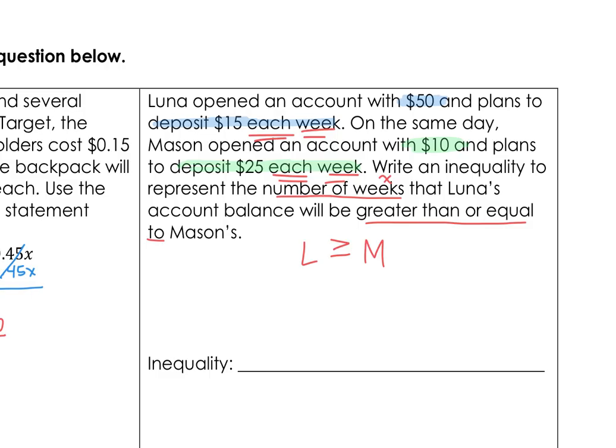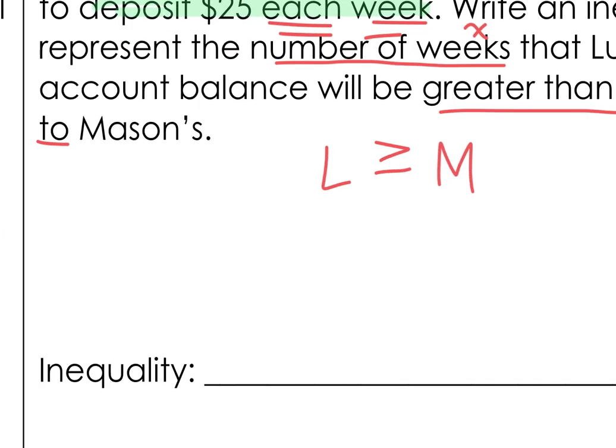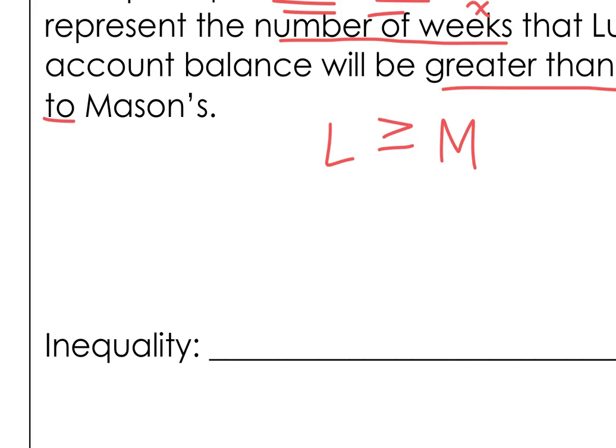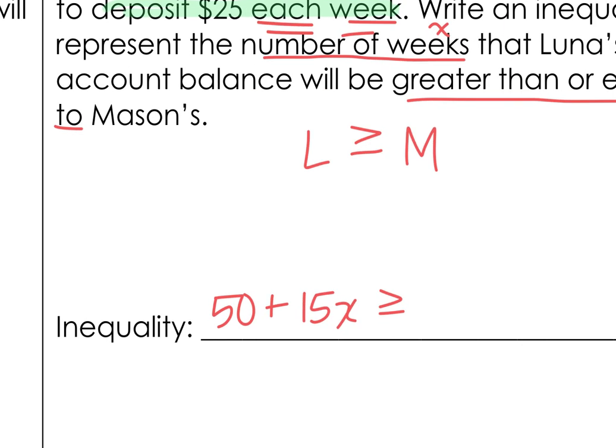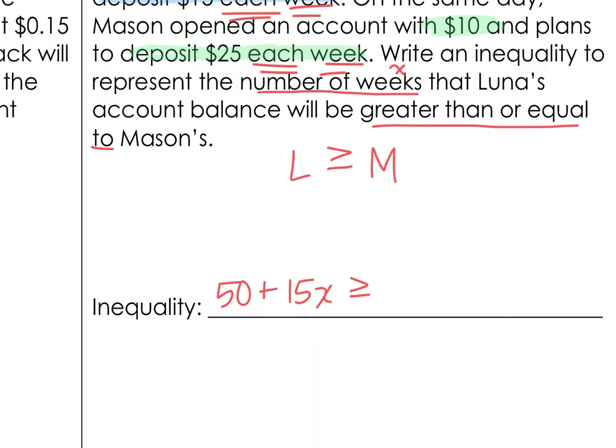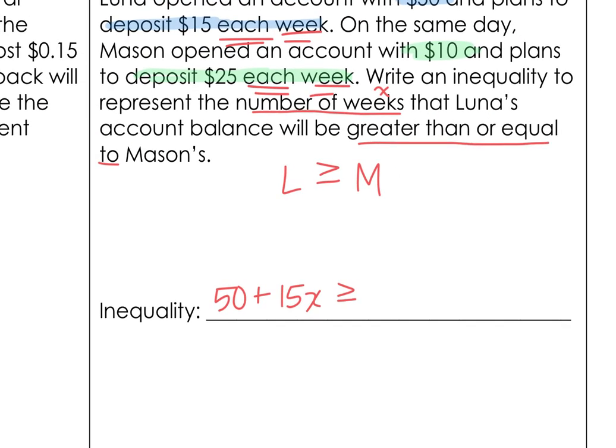So Luna started with 50, and she's adding $15 each week. And the number of weeks is what we're trying to figure out. So how would we write that? Beautiful. 50 plus 15x, and we want to know for how many weeks is that going to be greater than or equal to Mason, who only started out with $10, but he's adding more every week.